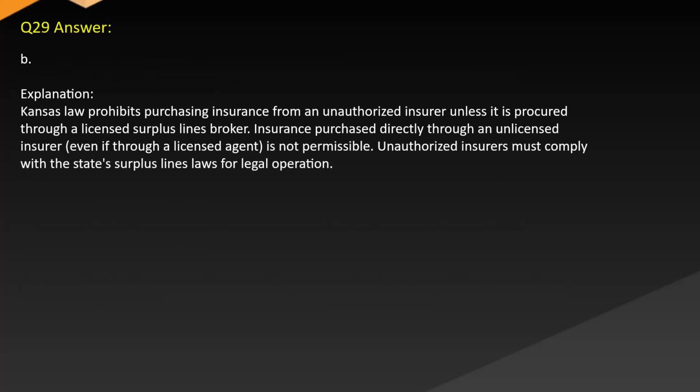Answer B. Explanation. Kansas law prohibits purchasing insurance from an unauthorized insurer unless it is procured through a licensed surplus lines broker. Insurance purchased directly through an unlicensed insurer, even if through a licensed agent, is not permissible. Unauthorized insurers must comply with the state surplus lines laws for legal operation.